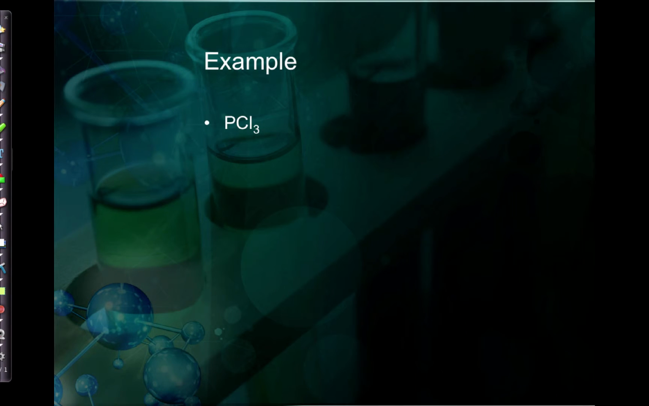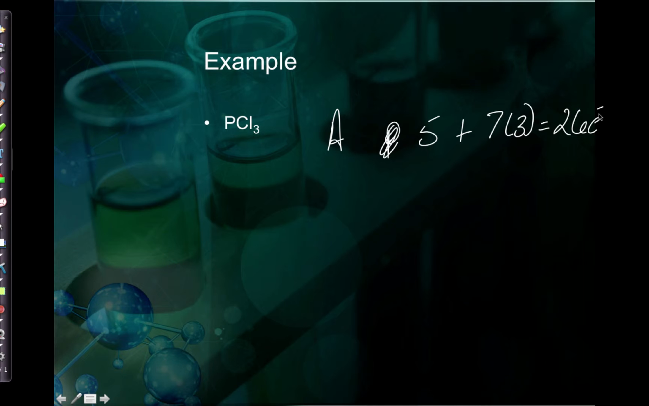All right, so let's take a look at this molecule. PCl3. First thing we're going to do is count how many electrons we have available. Phosphorus is in group 5, so it's 5. Each chlorine is in group 7, so there's 7 electrons multiplied by 3 atoms. So it's 21 plus 5, which would be 26 electrons.